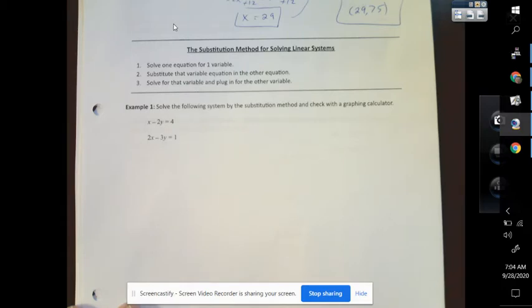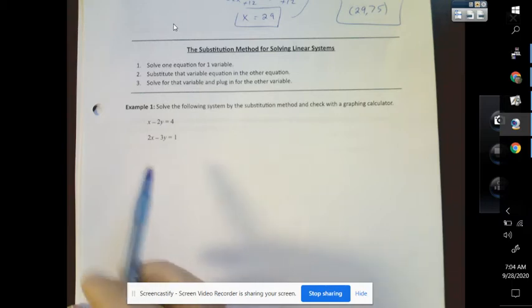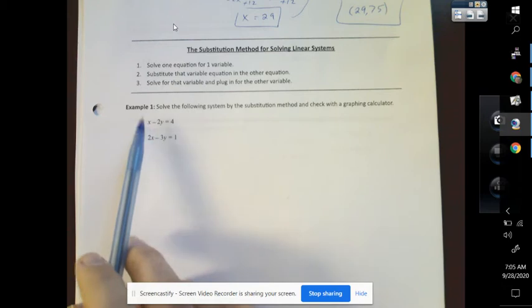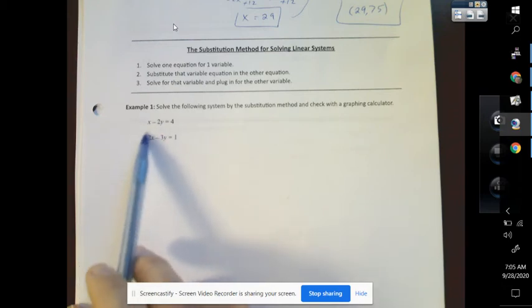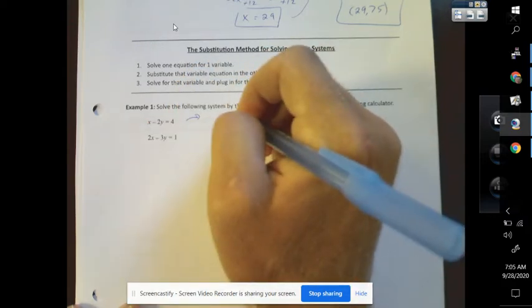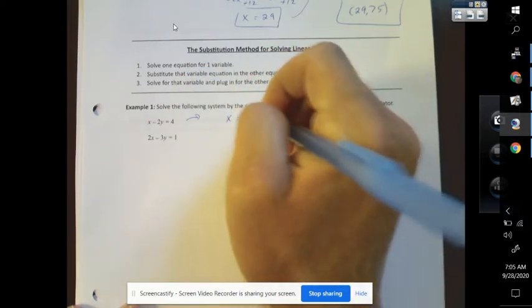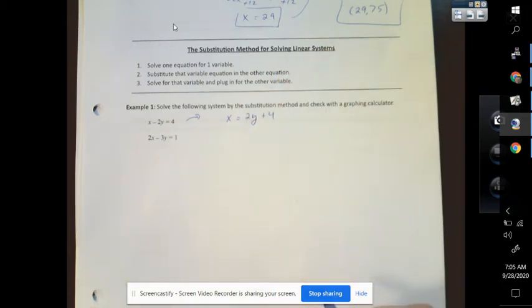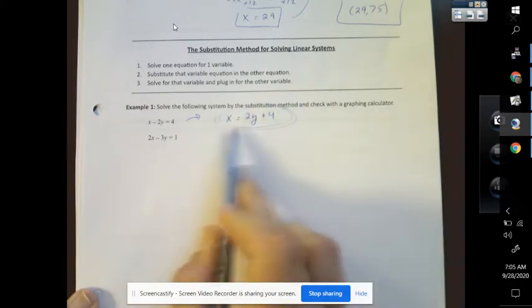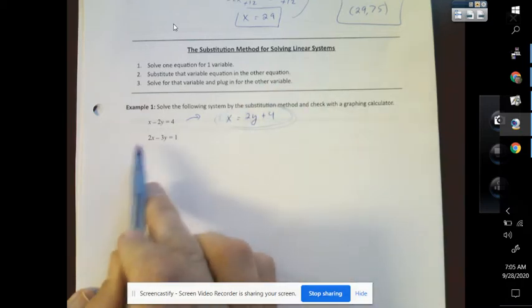Solve the following by substitution and check with the graphing calculator. x minus 2y equals 4, 2x minus 3y equals 1. Both these equations, I want to get either x or y by itself. Which one looks like it would be easier? Hopefully at a quick glance we notice the first one, x already has a 1 in front of it, which makes it the easiest way. So if I add 2y over, I get x equals 2y plus 4.